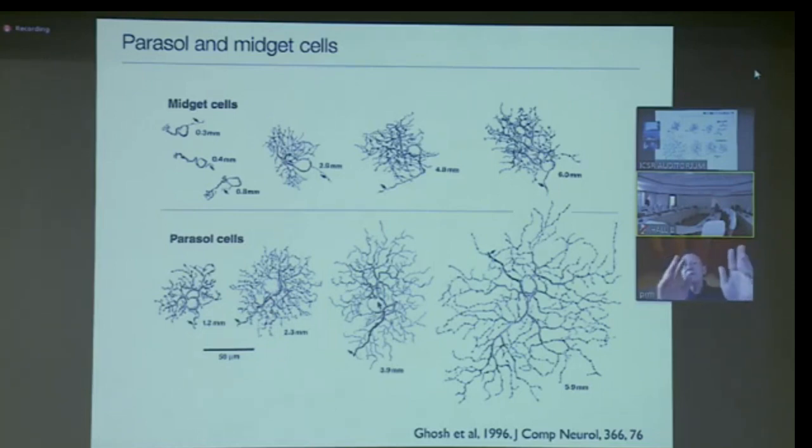There are on-type midget cells and off-type midget cells, on-type parasol cells and off-type parasol cells. Each of these four mosaics completely tiles the retina. So each point in the visual field is covered by an on midget, an off midget, an on parasol, and an off parasol cell. So here we've expanded our concept of parallel processing in the visual system. We're going to now look at the different functional properties of the midget cells and the parasol cells.